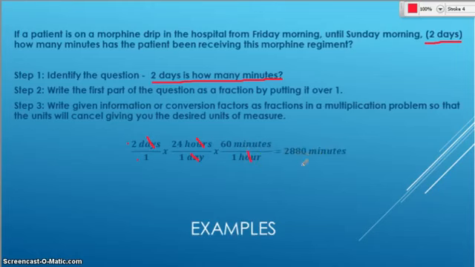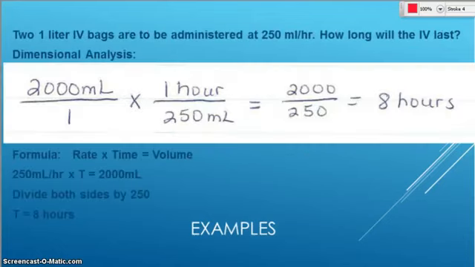Again, it's a little more complicated to use dimensional analysis. However, some of you might find that it is helpful for you. The rest of our examples are going to all be using the formulas. And like I mentioned, the formula that we are most comfortable with is rate times time equals volume. So that's what we're going to use. And notice I've done the problem both ways. I did dimensional analysis at the top and formula at the bottom. So if you want to see how to do dimensional analysis, it is up here at the top for you. But the formula, rate times time equals volume.